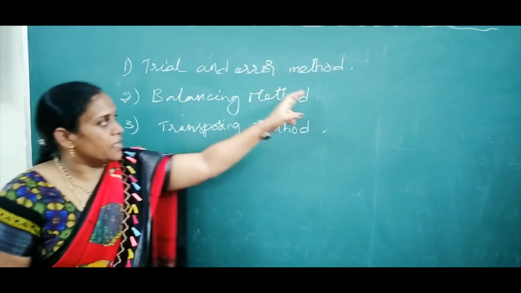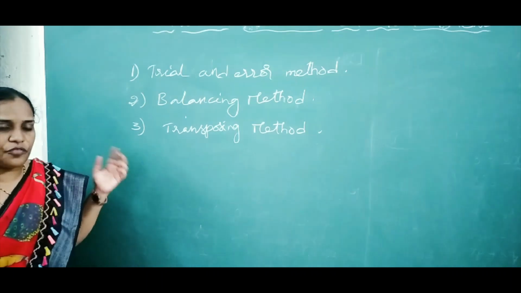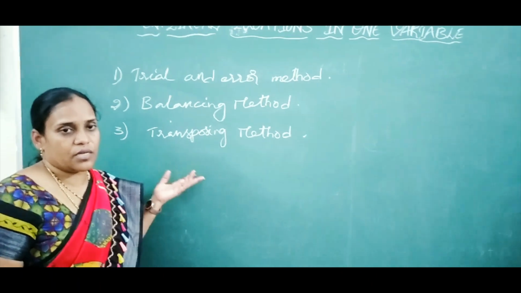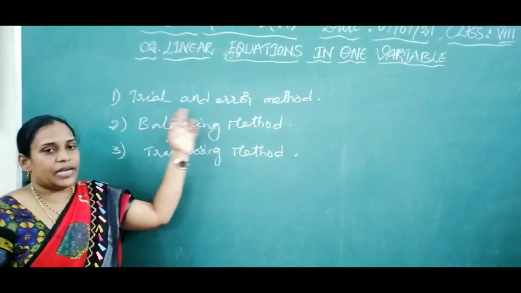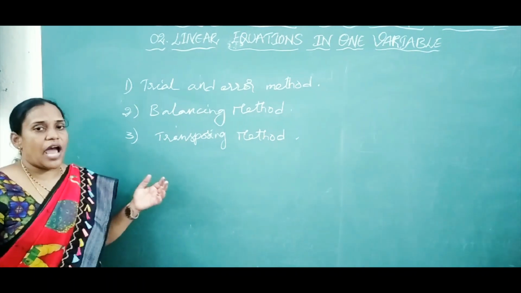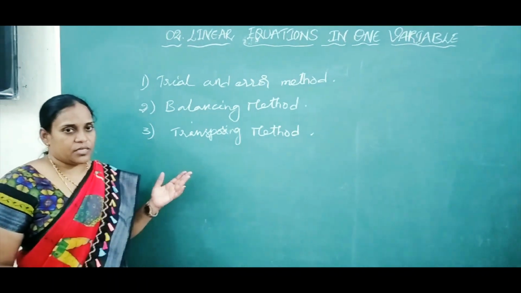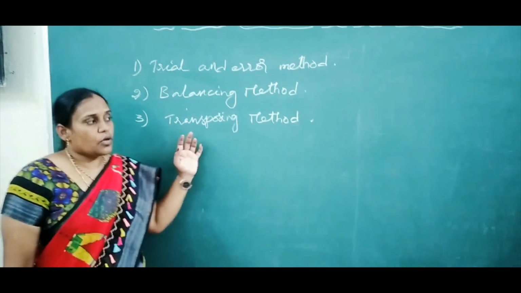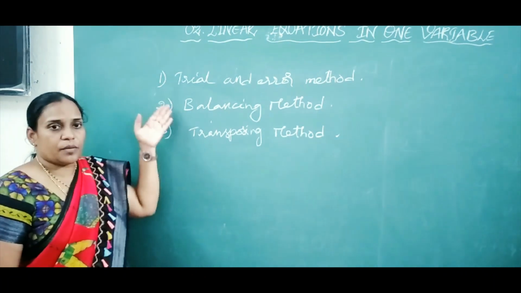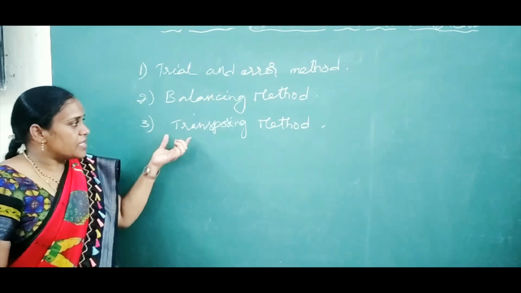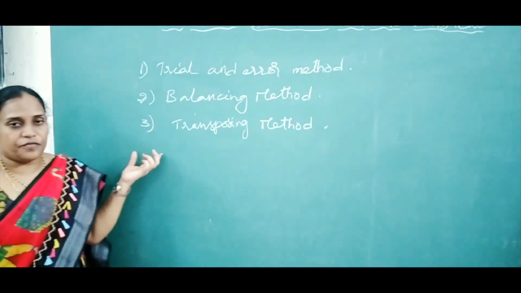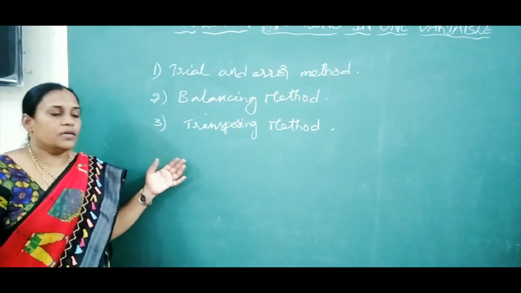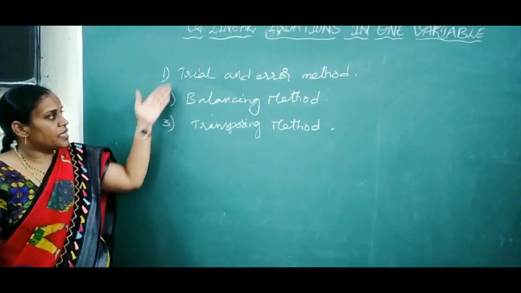First one, trial and error method. In this method, we try one value. If we get a wrong answer, then we go to the second value. If that also gives a wrong answer, we go to the next one. So this is the trial and error method. Balancing method: you have to balance the equations. Next, transposing method. This is the transposition of signs. The first two are applicable for some problems only. This transposing method is a very easy and comfortable method for all these problems. In the exercise problems, I will explain some equations using these three methods.